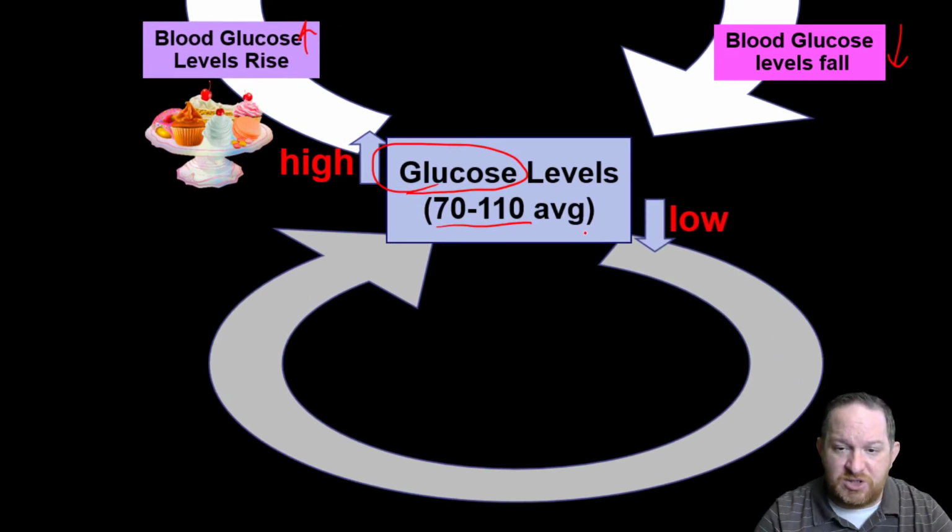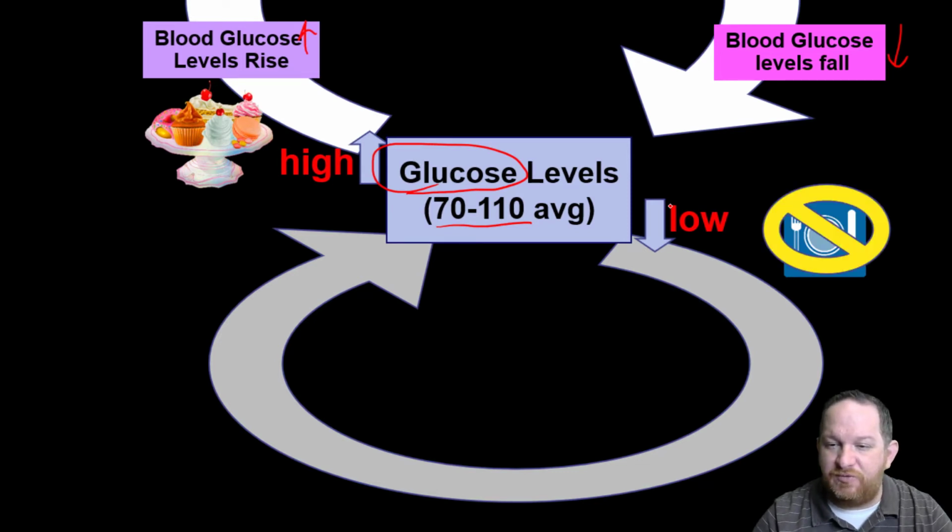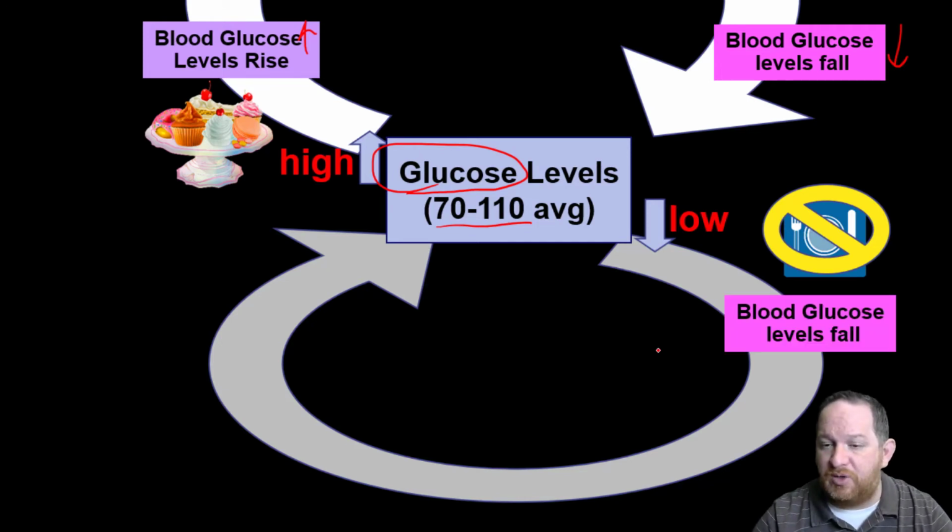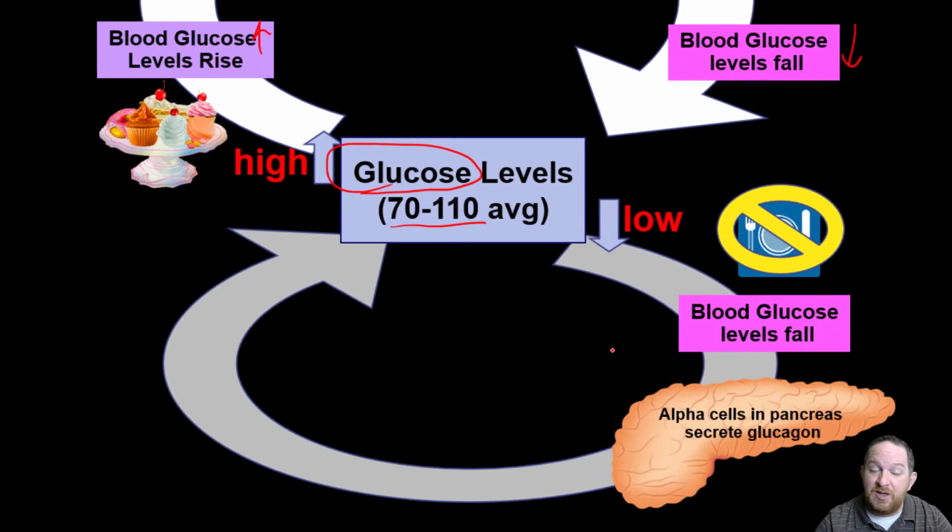Now, conversely, what happens if the glucose level goes low? Let's say that you, for some reason, were fasting or you weren't eating. I don't advise this, but let's say you did it. Your blood sugar level falls really low. Well, in this case, some different cells in the pancreas, the alpha cells.